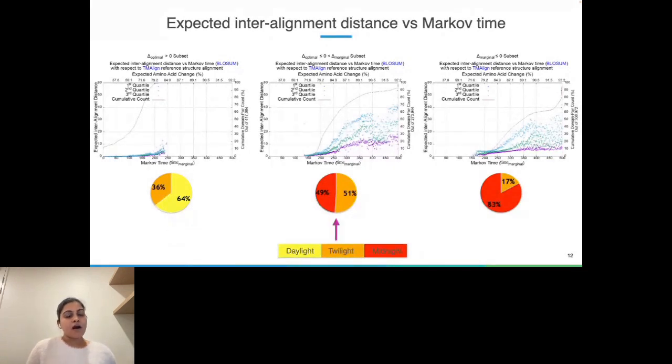In the middle plot, we have half of the domain pairs in the twilight zone and the remaining half in the midnight zone. This is consistent with the fact that no single alignment, even the optimal, is statistically significant in this group. But the marginal probability over all possible sequence alignments is able to detect the relationship in some unspecified way. The final plot shows more than 80% of domain pairs fall in the midnight zone. For these pairs, even the marginal probability cannot assert a relationship.